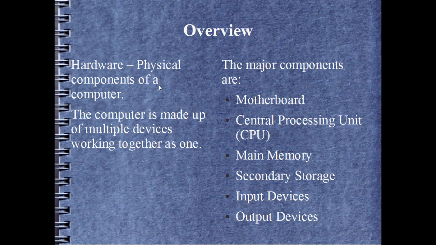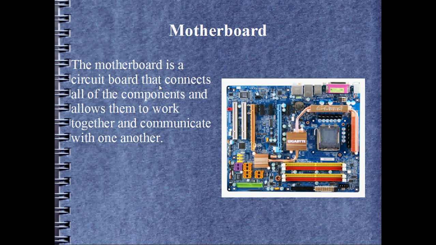Hardware is the physical components of the computer. If you can touch it with your hands, well, when it's out of the computer, of course, then it's hardware. Computers aren't just one solid piece. There's multiple components working together as one whole. The major components are the motherboard, the central processing unit, which is the CPU, main memory, secondary storage, input and output devices.